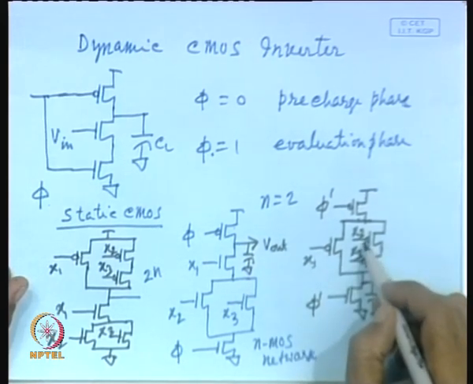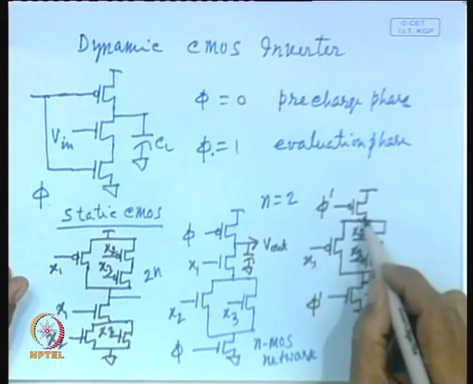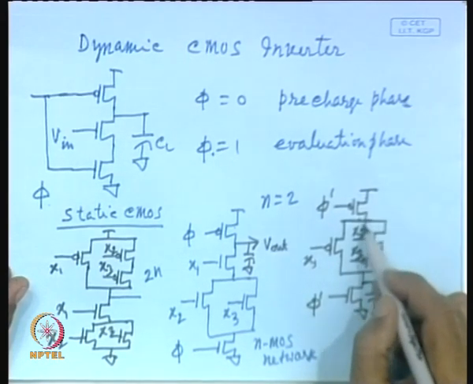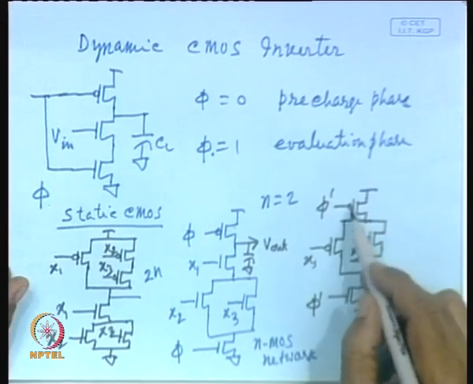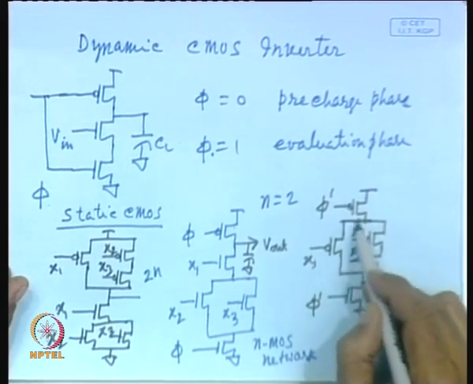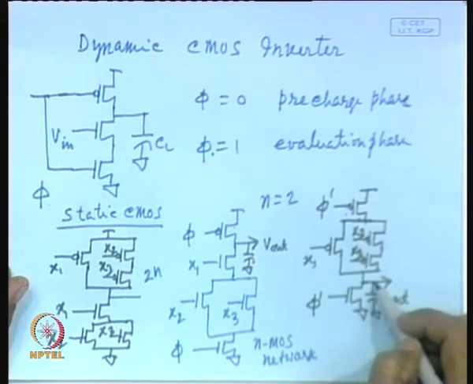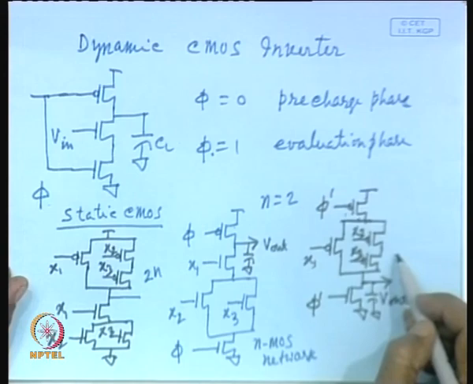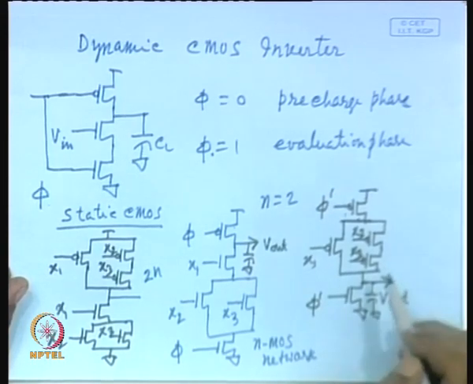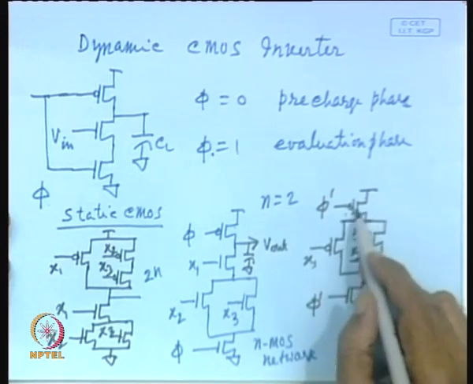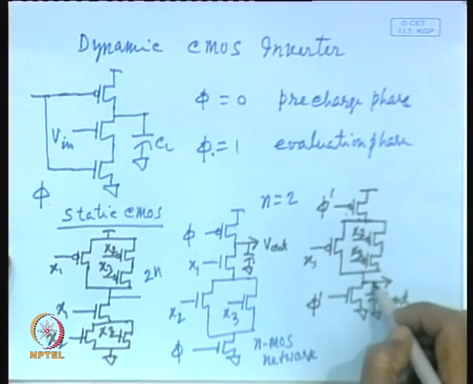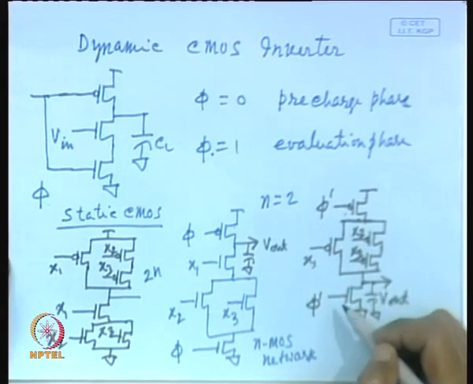If the input combination is such that the output should be high, then there will be a path through this network during the evaluation phase when this transistor is on, and there will be a path through this PMOS network. So, during the evaluation phase it will charge to VDD level, but if the output is 0, then it will remain in that pre-discharge condition; it will not charge to VDD level.